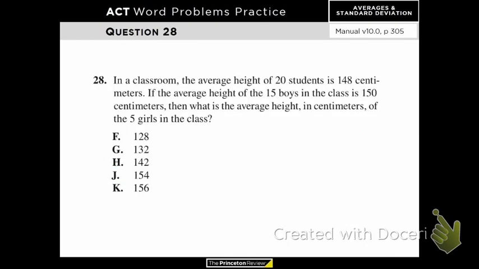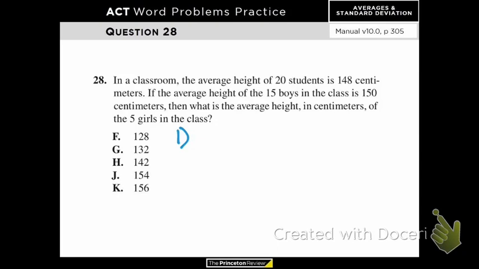28, in a classroom, the average height of 20 students is 148 centimeters. If the average height of the 15 boys in the class is 150 centimeters, then what is the average height in centimeters of the 5 girls in the class? So this is really similar to one we just did, where it's a 2-step process. First, we need to find the total for the 20 students. Then we need to find the total for those 15 boys to figure out the total, or the average for the girls.